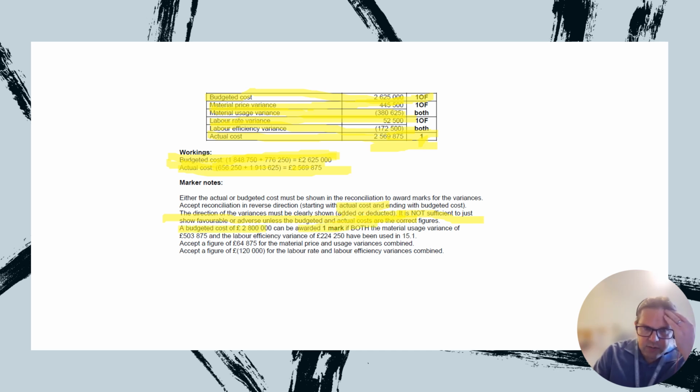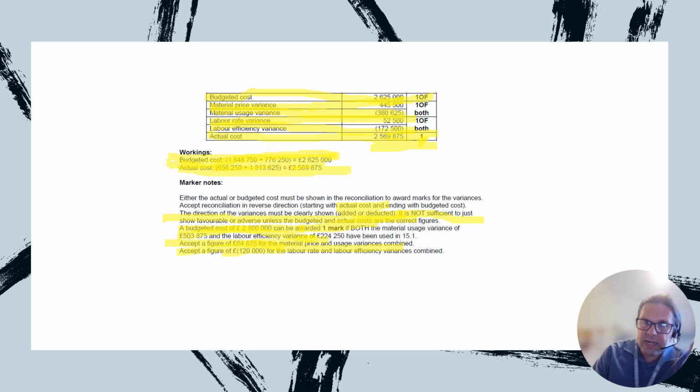A budgeted cost of 2.8 million can be awarded. That's if you've got the incorrect usage and efficiency variance. So what that means is where you haven't flexed the materials to actual production levels and you haven't flexed the labour to the amount of hours for actual production as well. So you can also combine the variances and just do them as one.